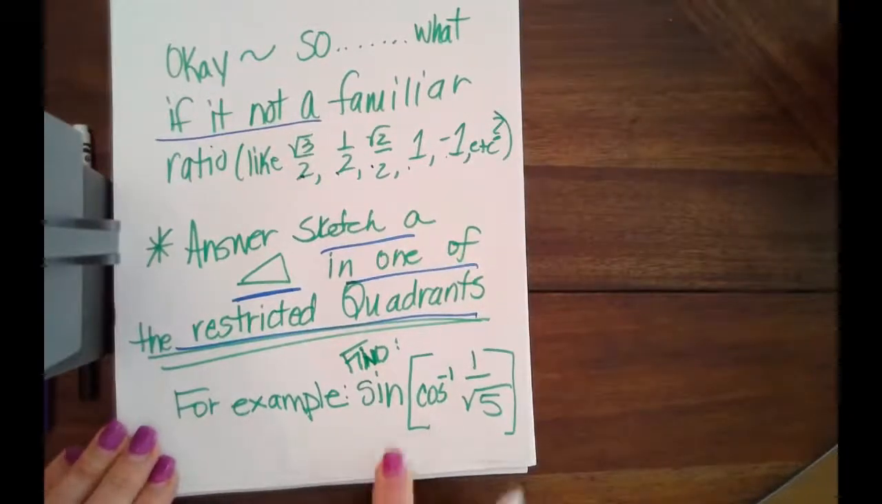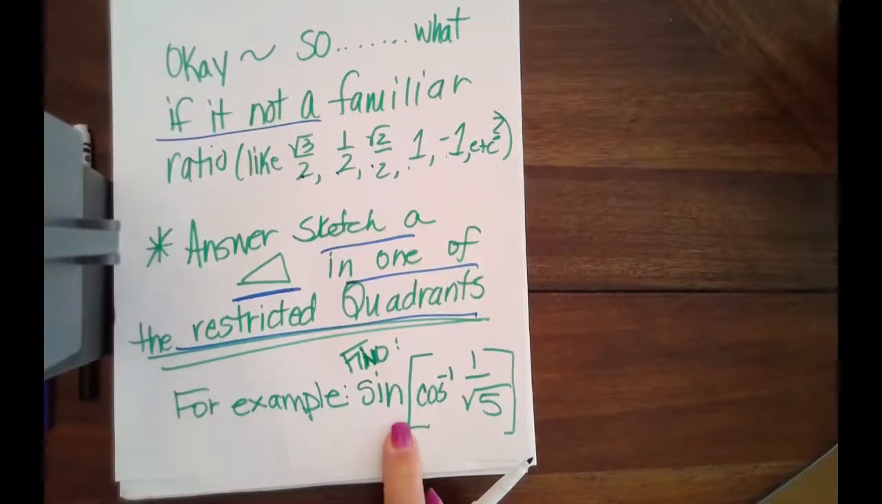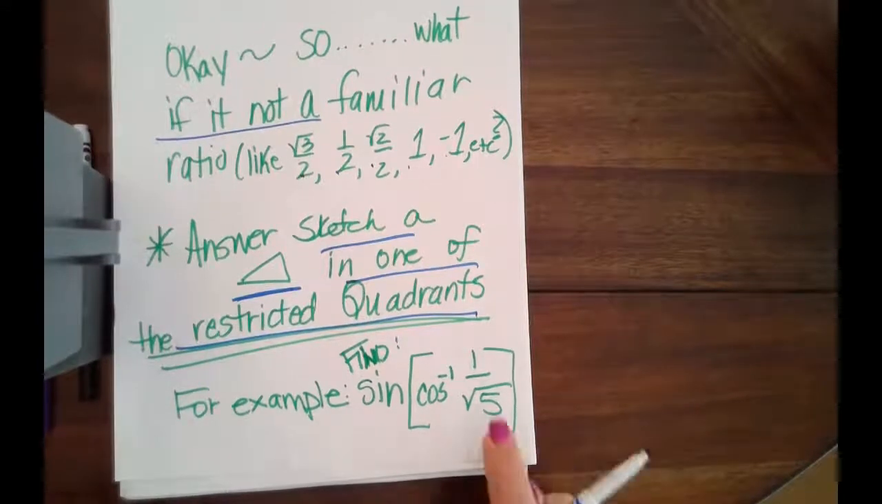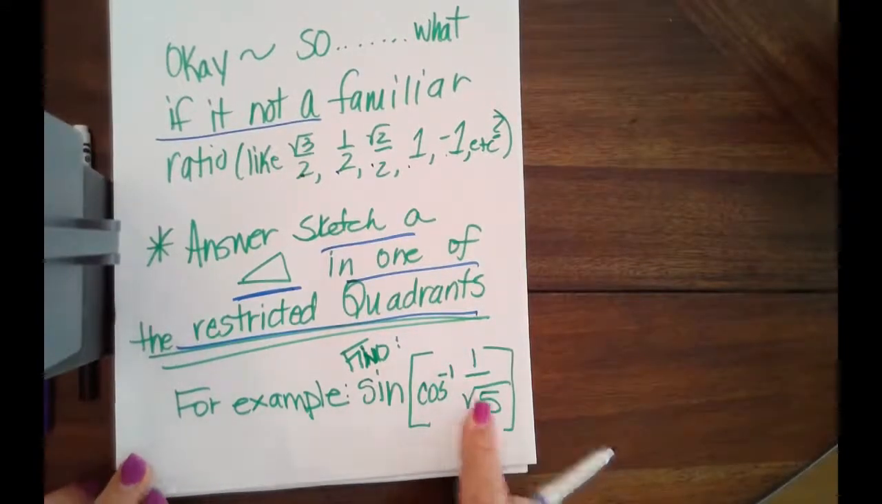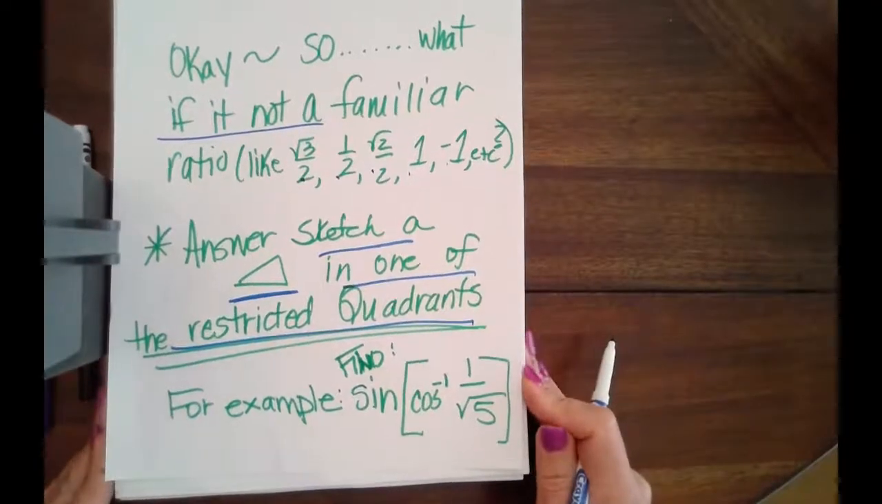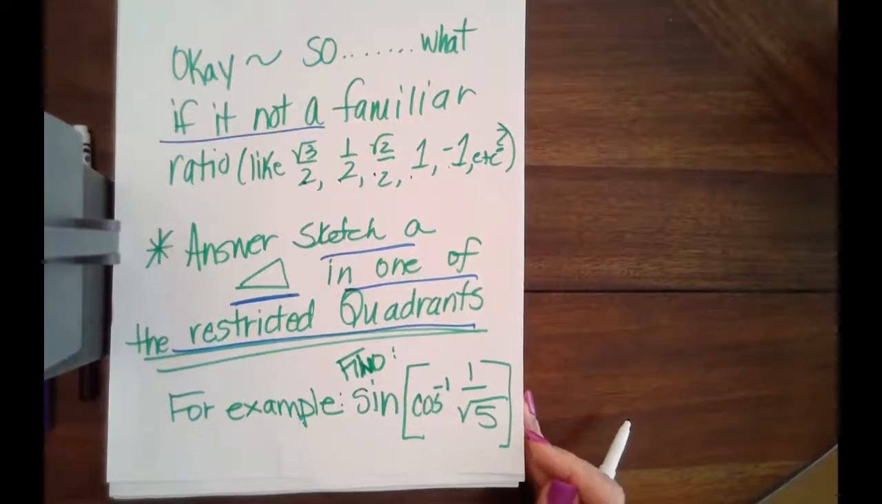For example, I'm going to give you something like this. It's a compound expression. I want you to evaluate the sine of the inverse cosine of 1 over radical 5. You're like, hold up, Miss Smith, I don't know what this is. It's not one of my normal dudes. You are correct. But guess what? You're going to sketch a triangle in the quadrant that's legal for that particular inverse function. So here's what we're going to do.